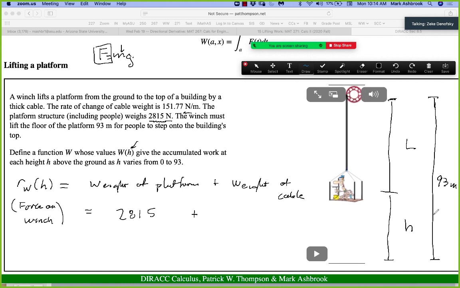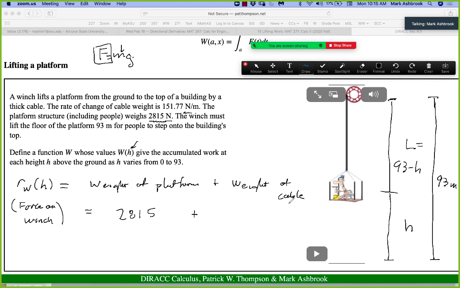Is it 93 minus h? You can represent L. L is, someone said 93 minus h. Agree with that? Does that make sense? Yeah, the amount of cable left is going to be the 93 minus whatever height we've moved through so far. So we're going to take 93, the whole height, minus the height so far is going to be what's left, length of the cable. All right, good, making progress. So we know we have 93 minus h length of cable.